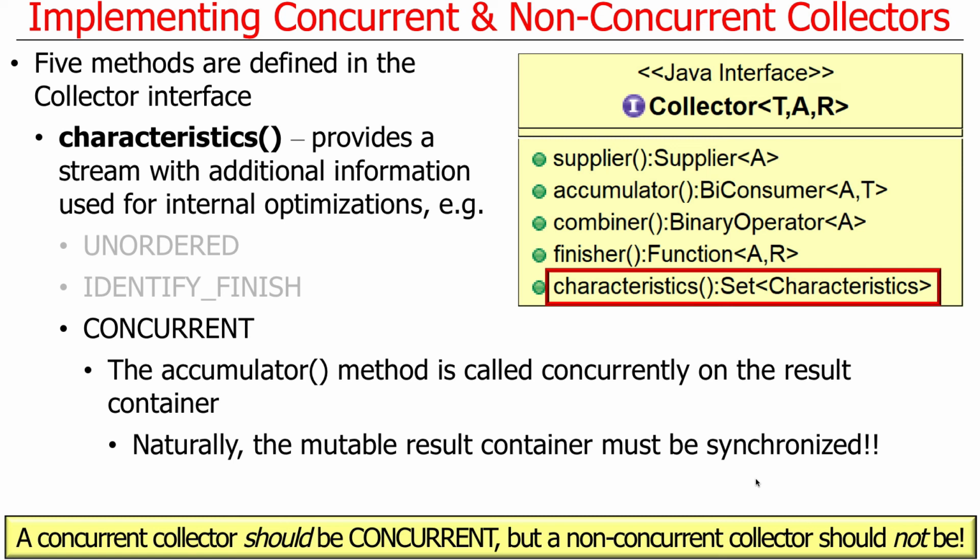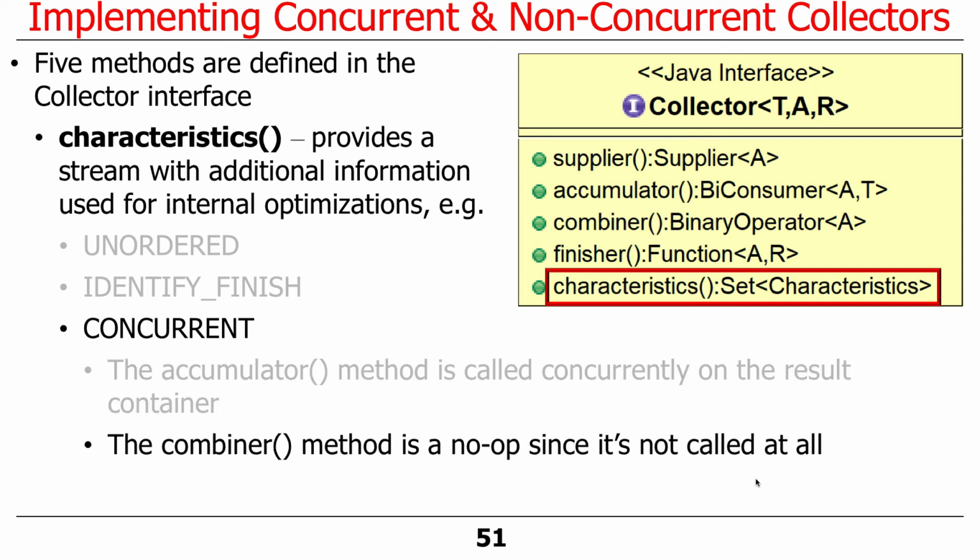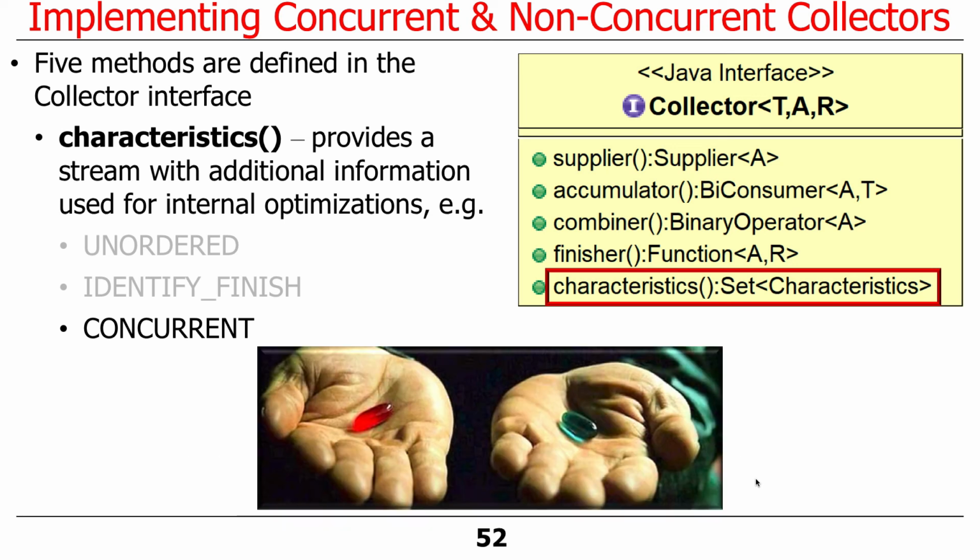And so a concurrent collector should be concurrent, of course, and a non-concurrent collector should not be. Obviously, if it's set as concurrent, it's not non-concurrent, it's concurrent. Another thing to note is if you have a concurrent collector, the combiner method will not be called because there's no need to merge subresults because they're all just going directly into the collection.